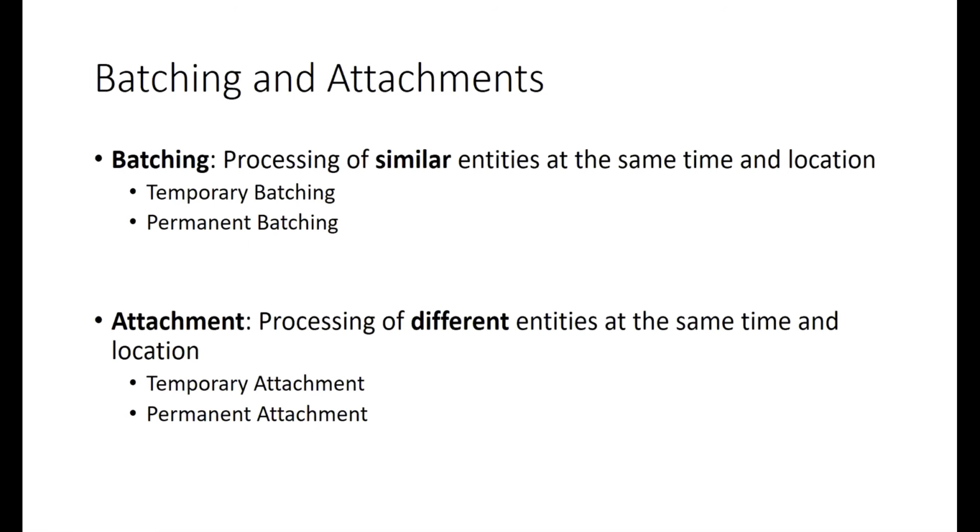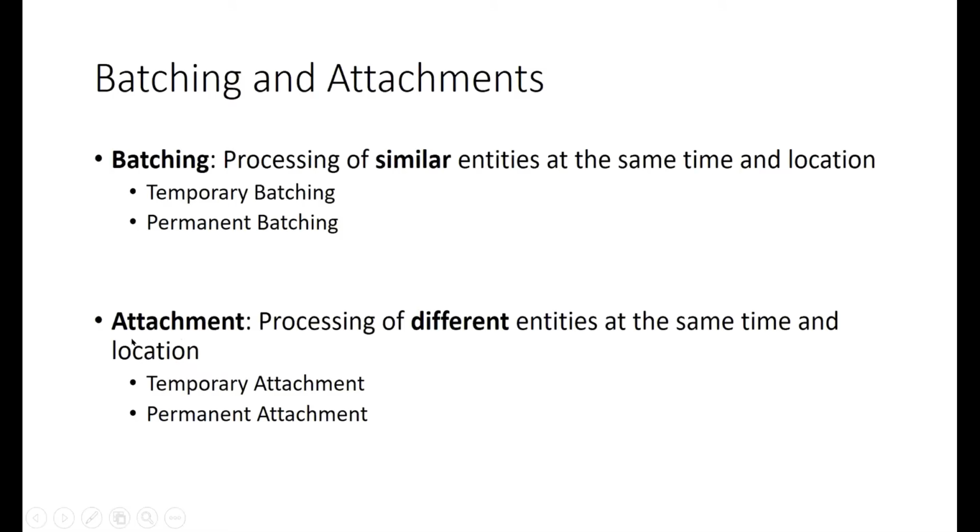However, in permanent batching, they come through the process one by one. They get to a location where we are going to process similar entities together. And after that, they stay together for the rest of the process. That's what we call permanent batching. Again, similar entities come together. That's why it's called batching. However, after that operation, when a group of entities are processed together, they stay together for the rest of the process. When we put them in a batch, it's permanently for the rest of the process.